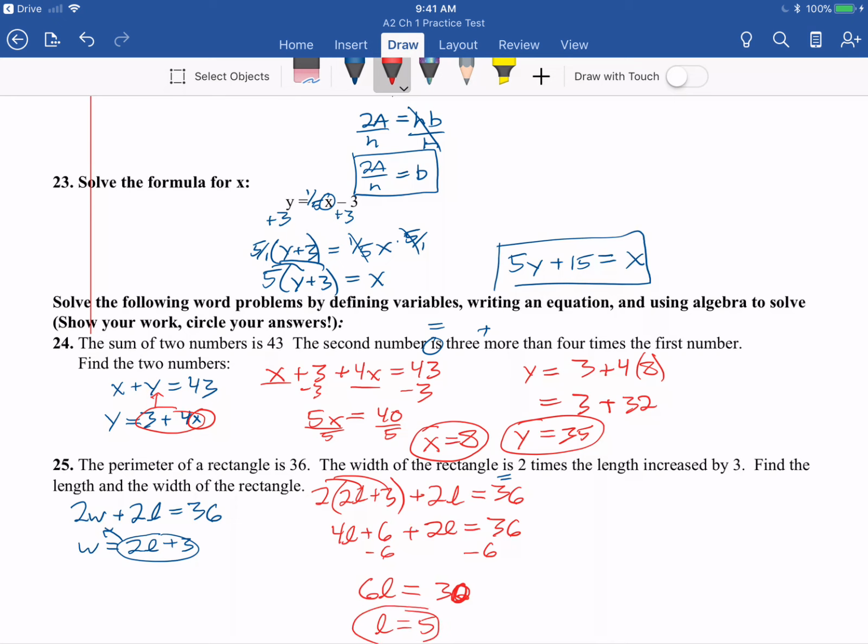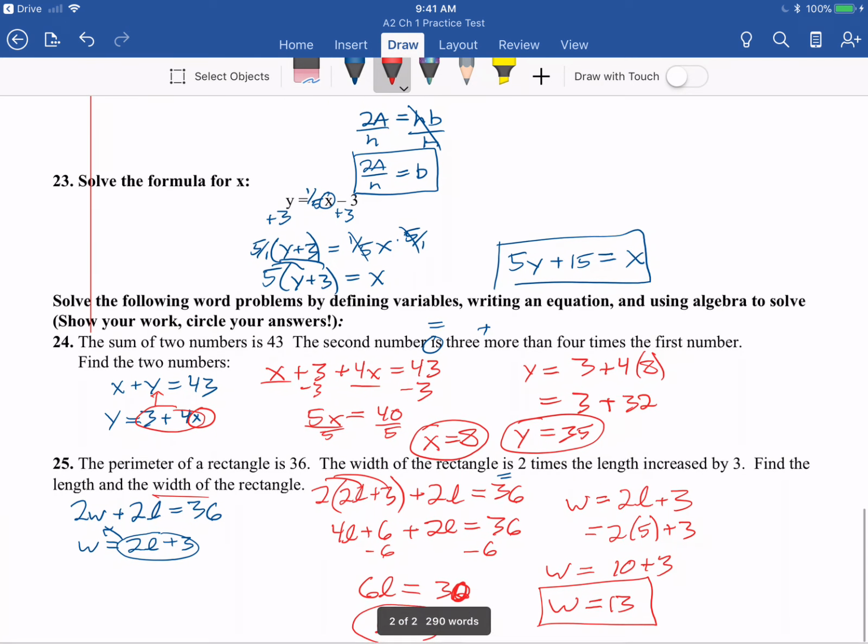Great, great, great. So now, I know that my l is 5. I have to find my length and my width of the rectangle, it says. So I can just take my w equals equation. w equals 2l plus 3. And I can plug in my l. So I have 2 times 5 plus 3. So I know my w is equal to 10 plus 3, which is equal to 13. And does it give me any units here? I don't think so. So my length is 5 and my width is 13.